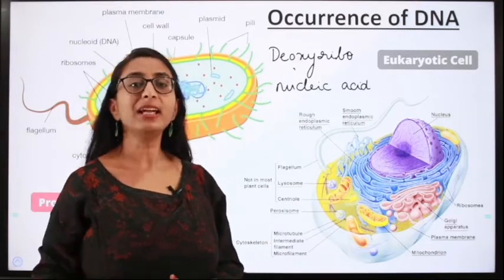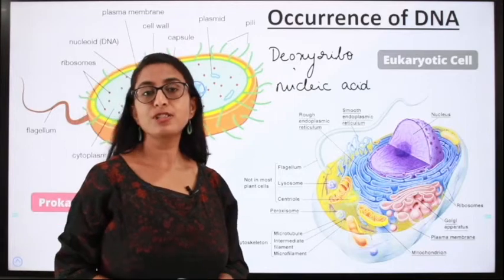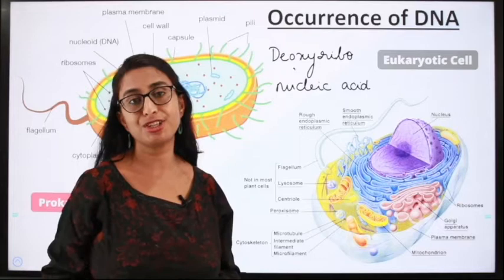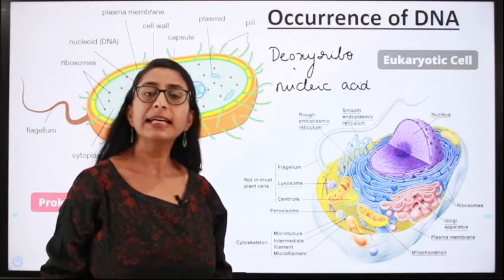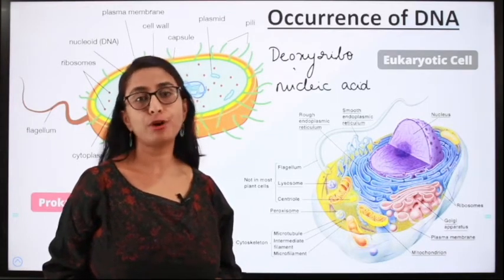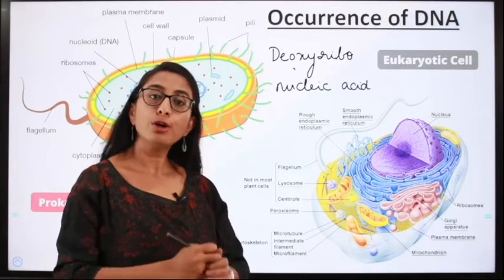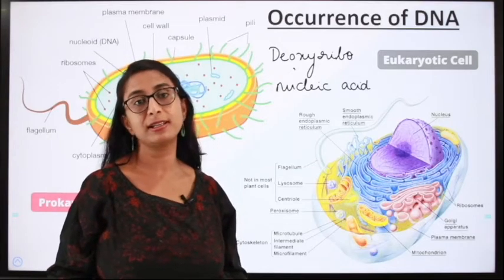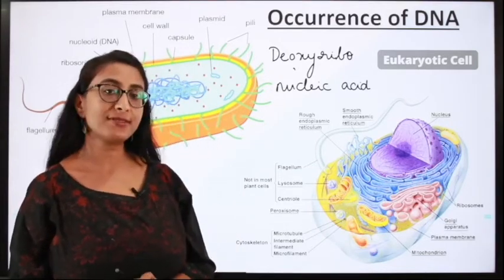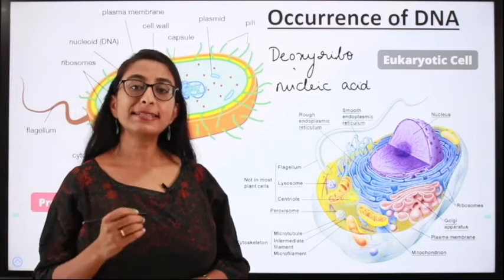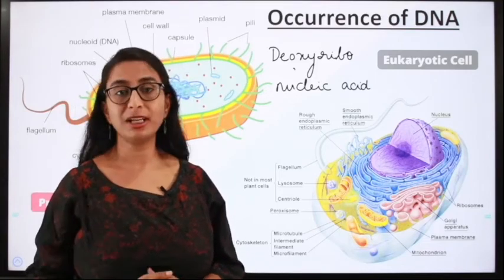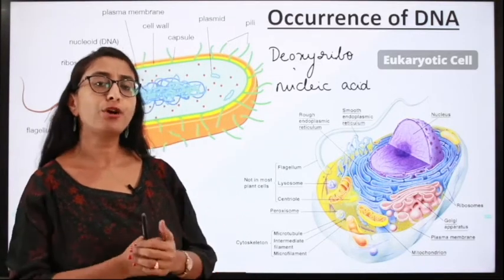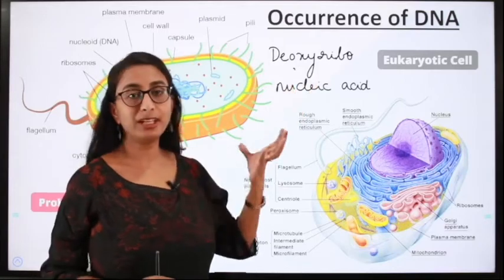DNA is the genetic material which is responsible for transmission of genetic information across generations. DNA is the genetic material in most of the organisms. However, we also have certain organisms which have RNA as their genetic material, say for example, the retroviruses. We have viruses which have RNA as the genetic material and they are called retroviruses. So most of the organisms have DNA as the genetic material.